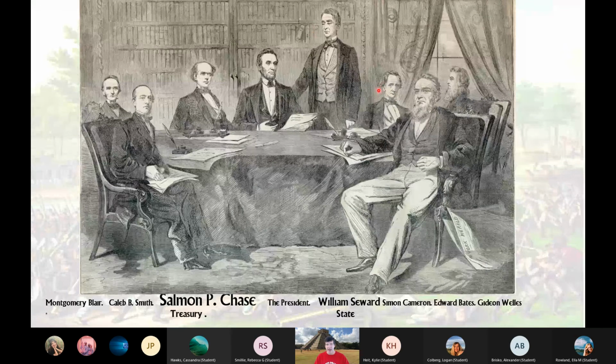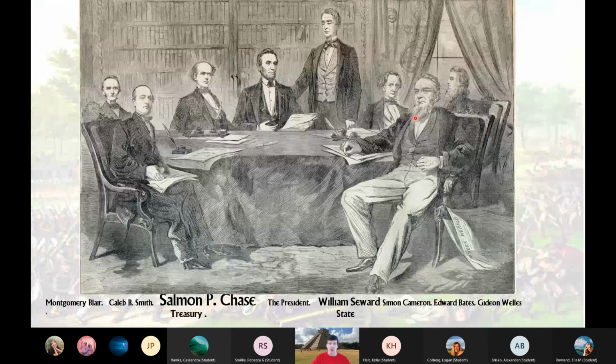Simon Cameron of Pennsylvania was considered a pretty corrupt former Whig who became the Secretary of War. Lincoln didn't want him, but it was a deal they made to get Lincoln the nomination. But as soon as Lincoln could, he fired Cameron.